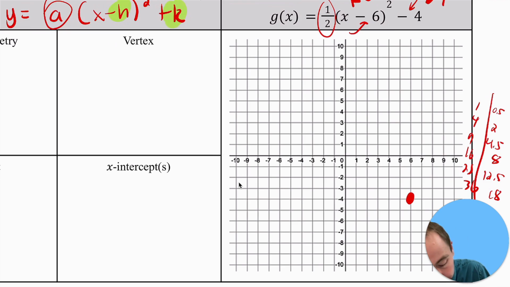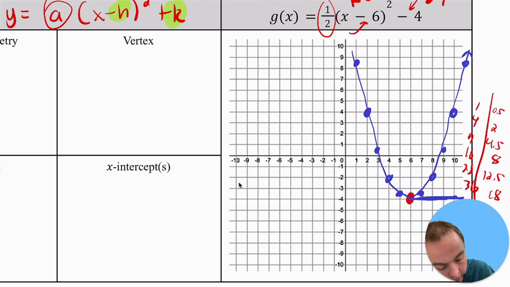So if we go from the vertex and we go over 1, it's only going to go up half. And then if I go over 2, it's only going to go up 2. If I go over 3, it's only going to go up 4.5. If I go over 4, it's only going to go up 8. And if I go over 5, it's only going to go up 12 and a half. So somewhere like there and there, right? Okay, so that gives you that parabola a little bit wider than normal because of that compression factor of 1/2.